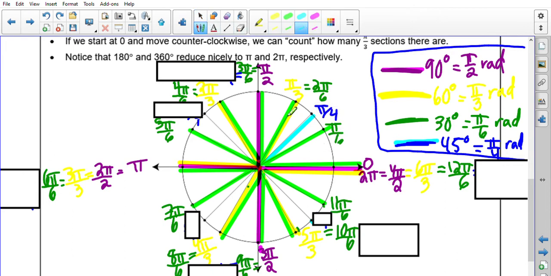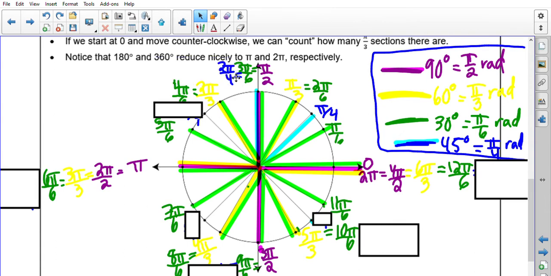All right, our next one is going to be at the 90 mark. That is our second set of pi over 4. So we're going to write that as 2 pi over 4, right? And that reduces to pi over 2. Our next 45 degree angle will be here, so that will be the third set of itself. So that's 3 sets of pi over 4.